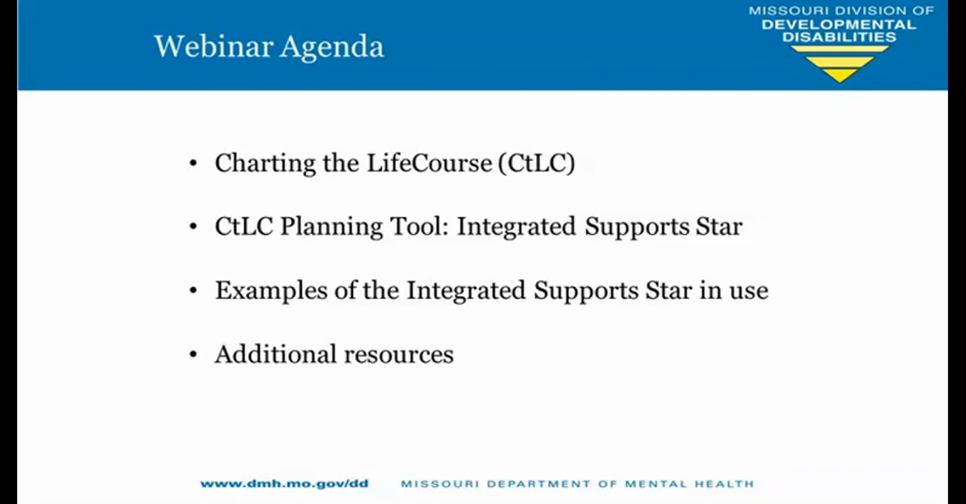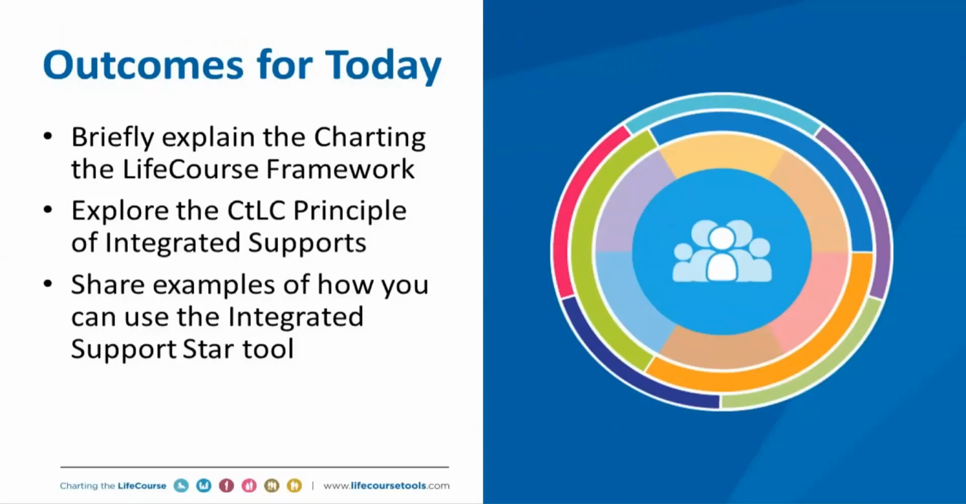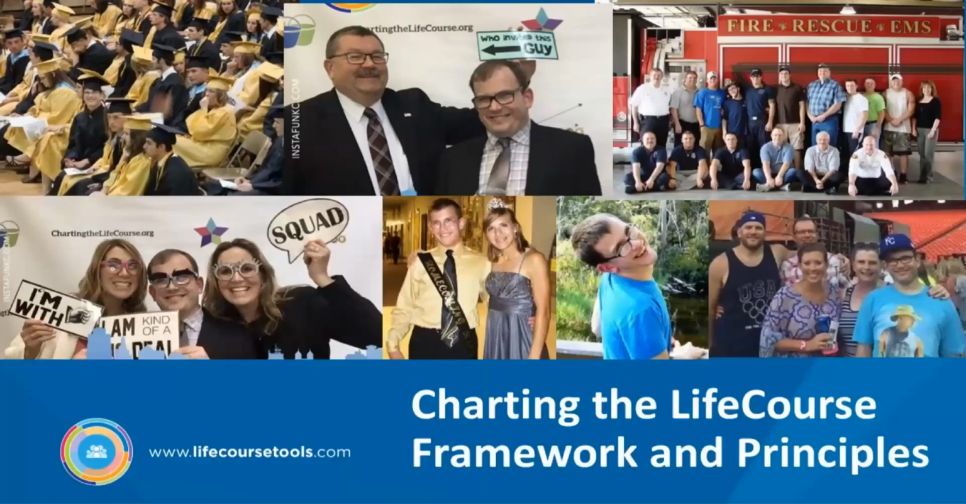Sounds good. Thanks, Lisa. So I'm Jane St. John. If you were here with me last time, you saw the same pictures, but I have 3 boys. They're not boys anymore, they're men in their 30s. So my youngest are twins, actually, Ben and Matt, and Ben has a developmental disability. So that's where a lot of my experience and where my part of Charting the Life Course really comes from, and the examples that you'll see today as well. So Lisa already told you what our outcomes for today are, so I'm going to skip that.